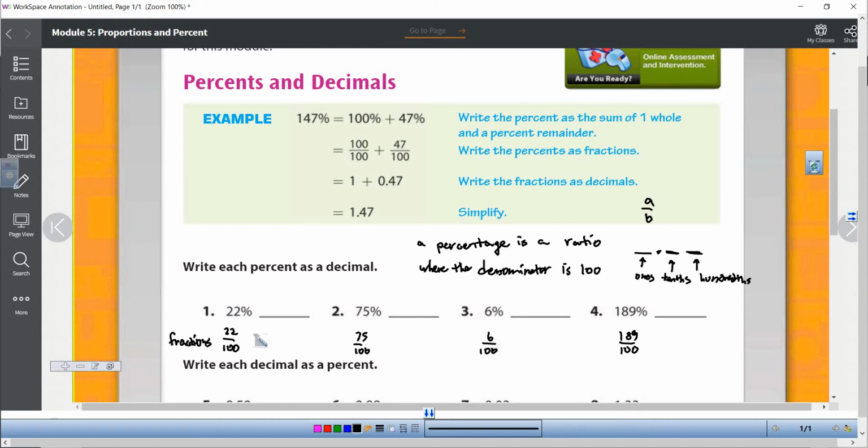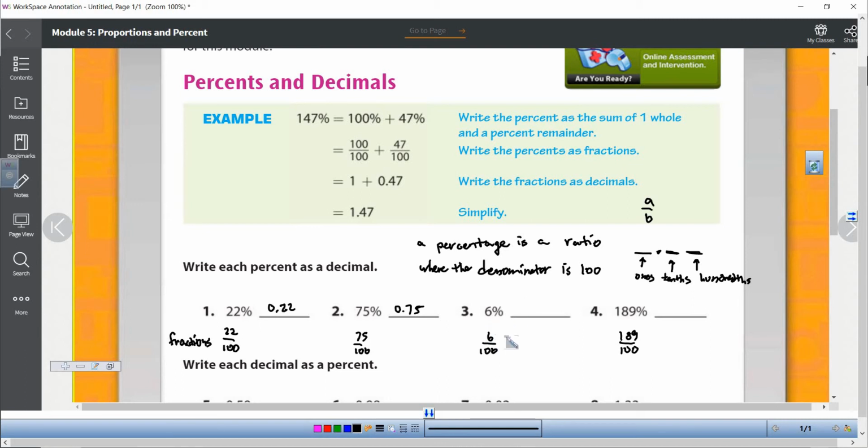Now you have to think back to earlier in the year when we converted from fractions to decimals. You can convert any fraction to a decimal simply by dividing the numerator by the denominator. But since these are over 100, they're easy to do with decimals because decimals are all powers of 10. So 22 over 100 is 22 hundredths, which is 0.22. It goes 2 places. 75 hundredths is going to be 0.75.